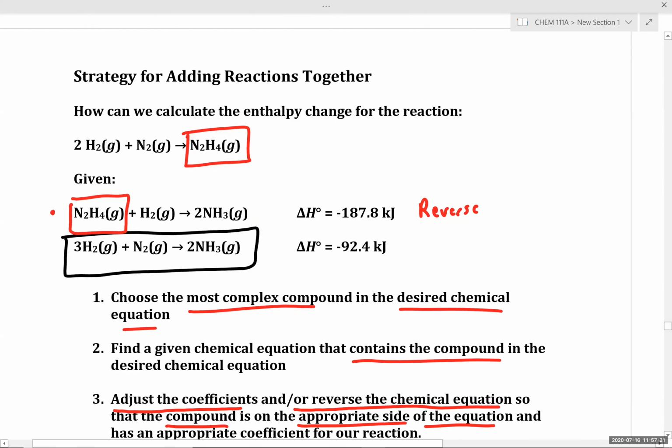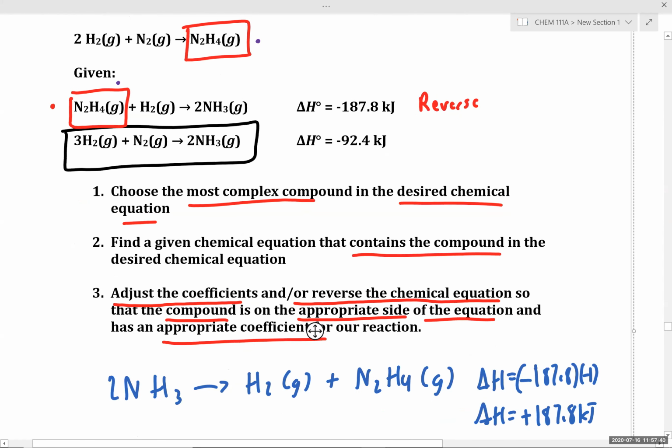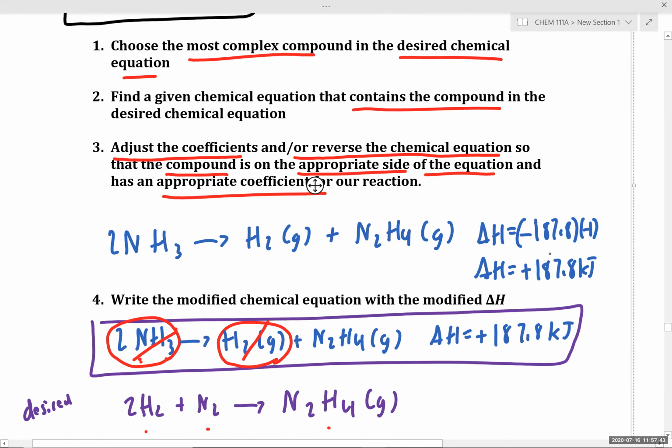So just to summarize what we've done, all the way from the start, here's our desired equation up top. We find the most complicated species, which is hydrazine, and we modify one of our equations to put the most complicated species on the correct side of our chemical equation. So that required us to reverse this first reaction. We reversed the first reaction and we modified its enthalpy. The enthalpy got multiplied by -1.